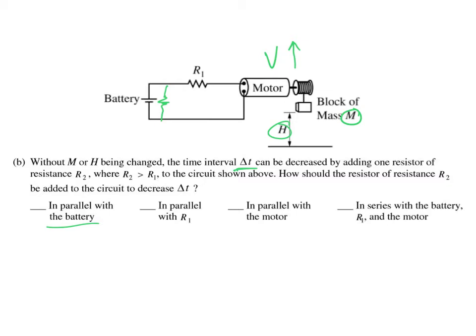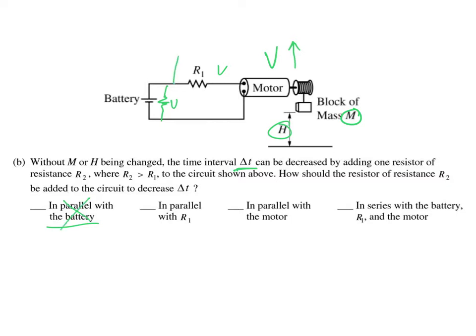Now, that would mean that this voltage drop right here would be equal to the voltage drop of the battery, and the voltage going through the rest of the circuit would also be equal to the voltage drop of the battery, which is going to give me the exact same thing it was before. So that doesn't work. What about in parallel with R1?